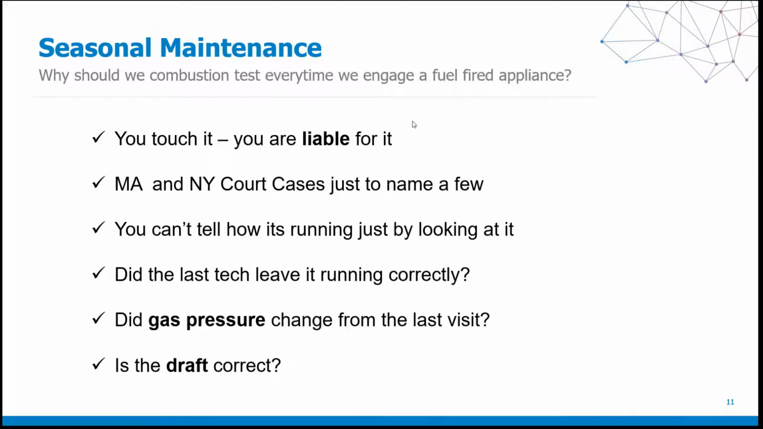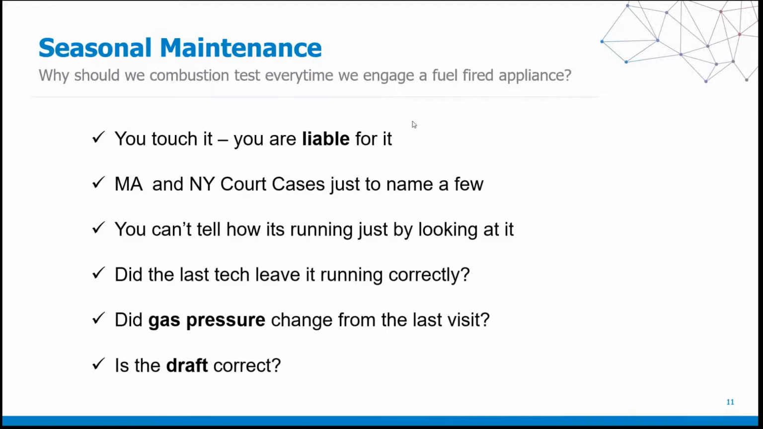Luckily, it wasn't a high demand day and it was just domestic hot water being used that day. Otherwise, all 12,000 houses on that grid would have probably gone up in flames. So it's very important to test the gas pressure, because it was a gas pressure issue. Never assume it's correct.